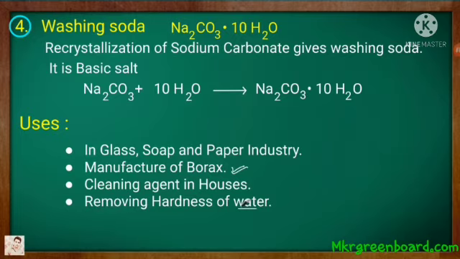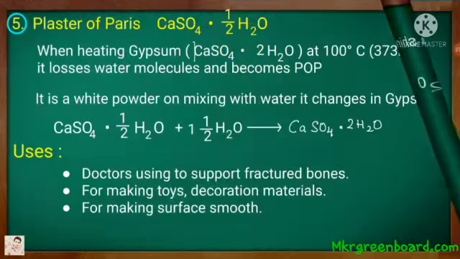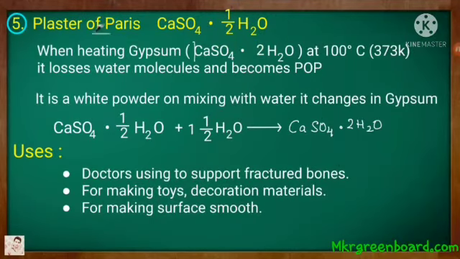So for the exam purpose, if they ask only uses, it is 2 marks, or if they ask to write the properties and uses, it means 3 marks. Fifth one, plaster of Paris. Chemical compound CaSO4.½H2O. It is the chemical compound of plaster of Paris.